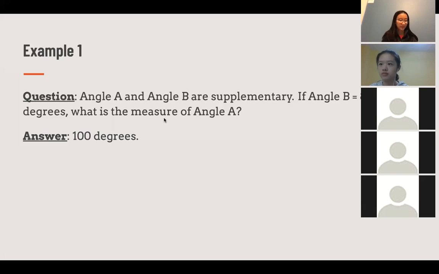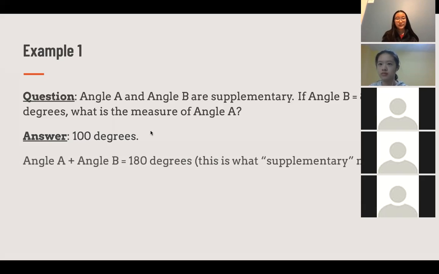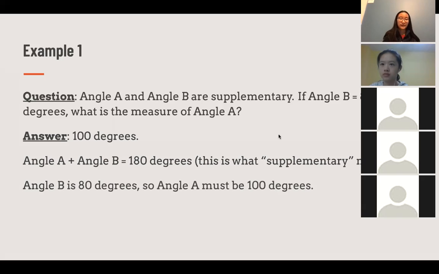And good job, everyone. The answer is 100 degrees. Because angle A and angle B are supplementary, that means they add up to 180 degrees. And since we know that angle B is 80 degrees, angle A is 100 degrees. 180 minus 80 is 100.